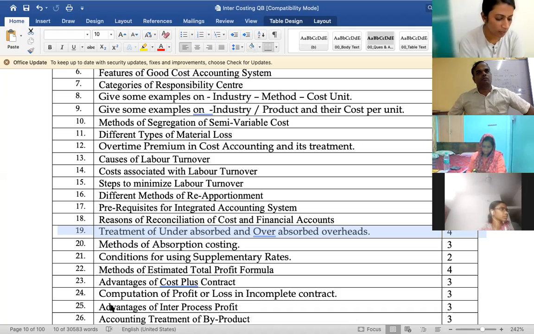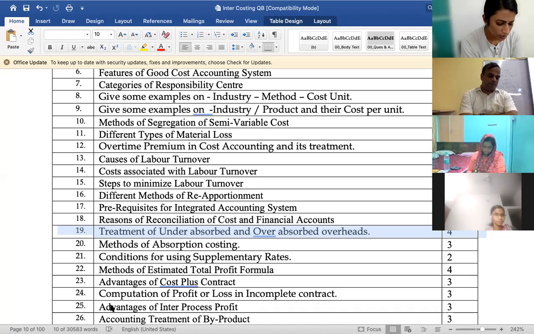Under absorption, accounting treatment. In case of normal reason, the amount of normal increase in the cost is apportioned to units sold, closing stock of finished goods, closing stock of WIP. Today's star mark is based on that past exam question. Important questions are there.